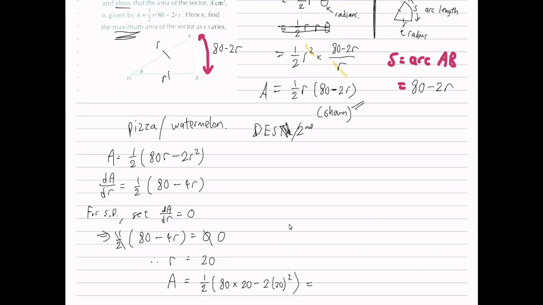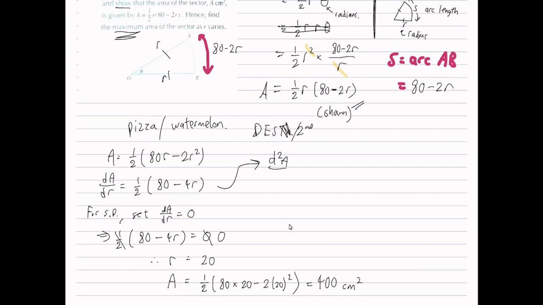Let's see, 80 times 20 minus 2 times 20 squared. So you end up with 400 cm squared. I think it's cm squared, yeah. Okay, but this is area. We don't know for sure whether it is a maximum, a minimum, or a stationary point of inflection. So that's when we need to do the second derivative test.